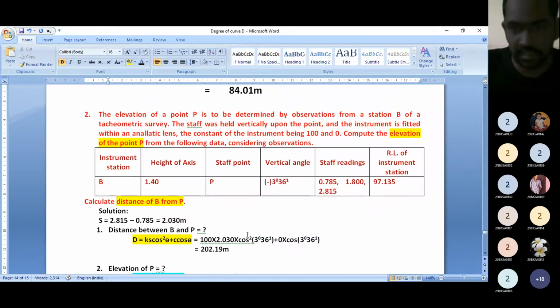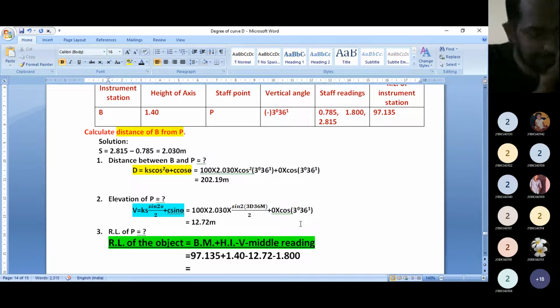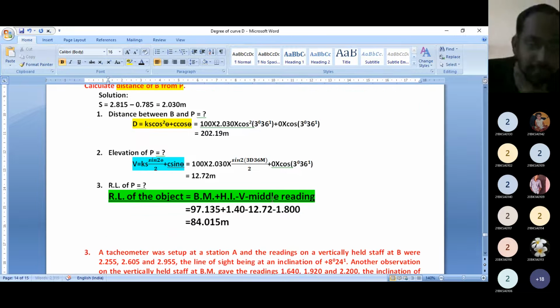Benchmark is given as 97.135, plus height of the instrument is given as 1.40, minus V, how much did we get? 12.72, minus the middle reading, 1.800. That is equal to 84.015. 84.015 meters is the RL of the object station P. That's all.